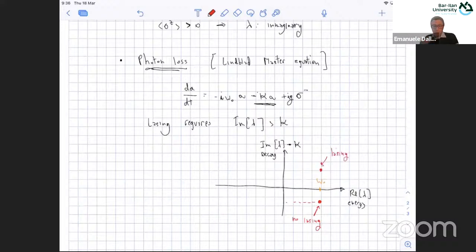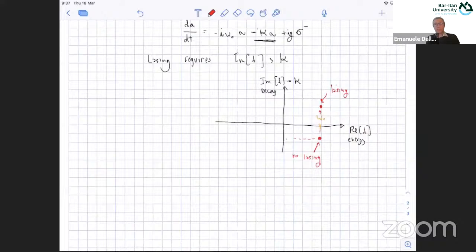So the transition between non-lasing and lasing is just a transition in which you have an eigenstate whose imaginary part goes from negative to positive. This picture is going to be useful in a moment. Okay, very good. Questions until now?